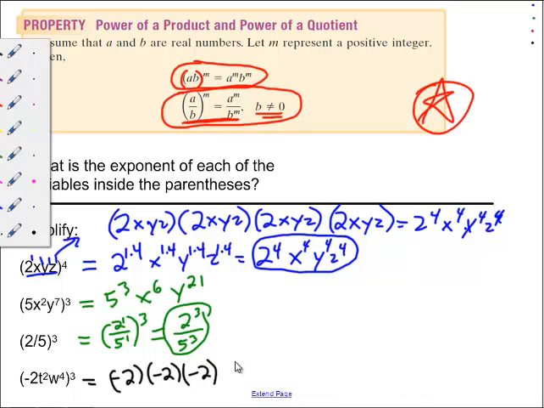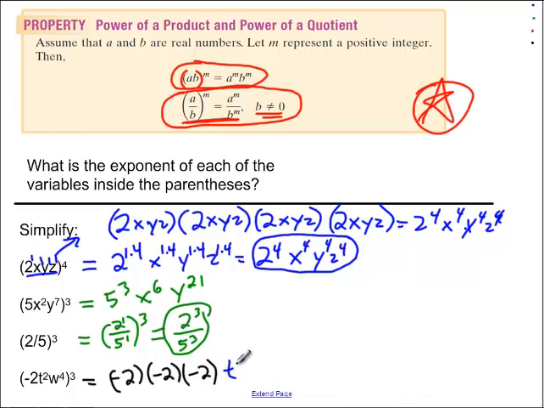The rest of them you would say this would be t to the 6th power, and w to the 4 times 3 is 12 power. And then you would say negative 2 times negative 2 times negative 2 is negative 8, t to the 6th power, w to the 12th power. And there would be our answer. Alright.